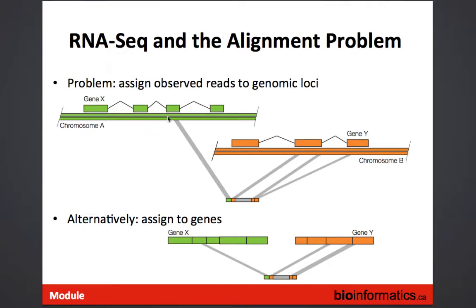Alternately, since we have a very good understanding of the genes and their splicing in the human genome, we can just assign to the gene sequence, the mRNA sequences themselves, which makes this problem a little bit easier in that we don't have to worry about splicing. Although, in some cases, rearrangement can induce some novel splicing, and so there's a reason why we wouldn't always want to do what we do on the bottom here.